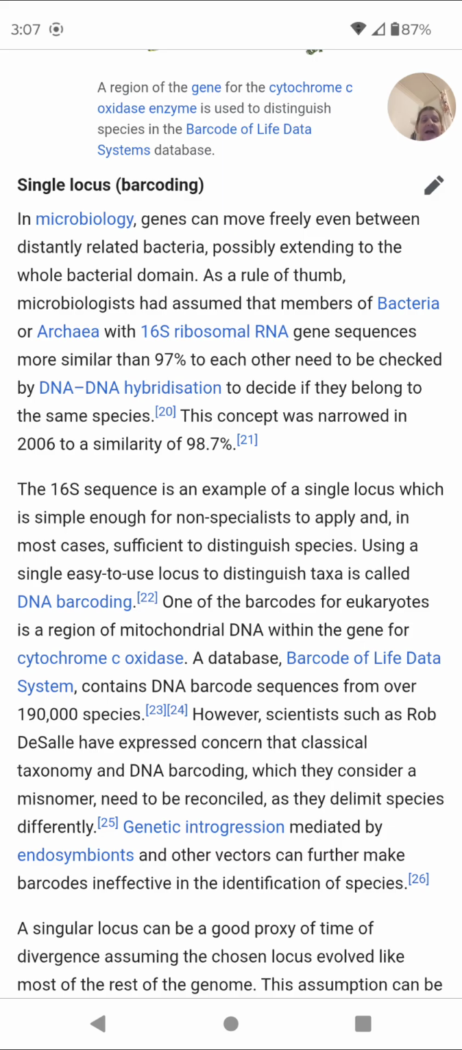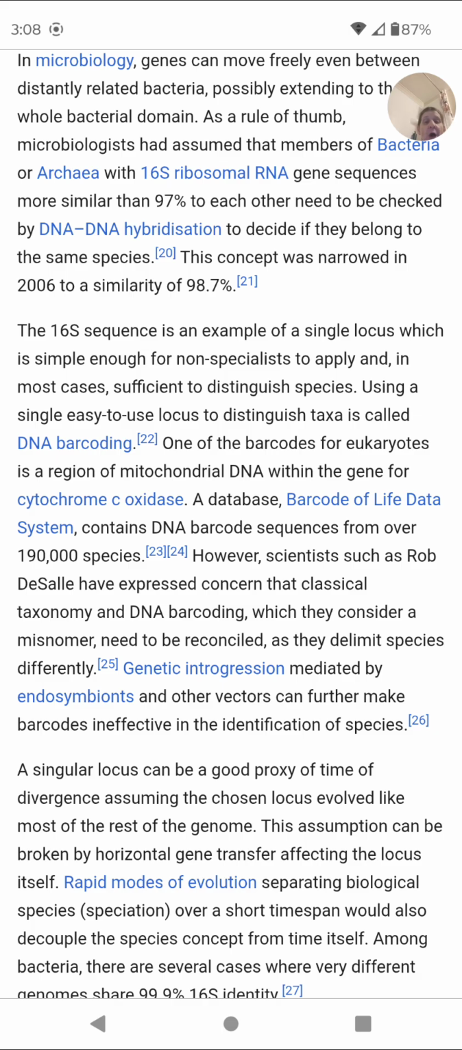The 16S sequence is an example of a single locus, which is simple enough for non-specialists to apply and in most cases significant to distinguish species. Using a single easy-to-use locus to distinguish taxonomy is called DNA barcoding. One of the barcodes for eukaryotes is a region of mitochondrial DNA within the gene for cytochrome c oxidase. A database, the Barcode of Life Data System, contains DNA barcode sequences from over 190,000 species.